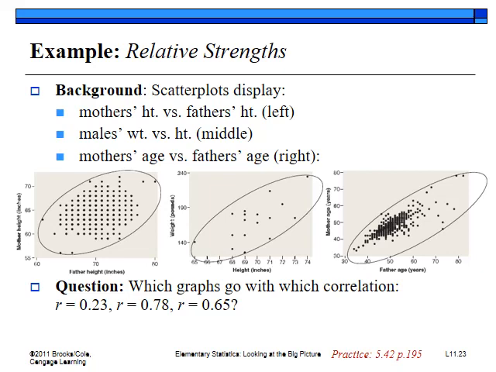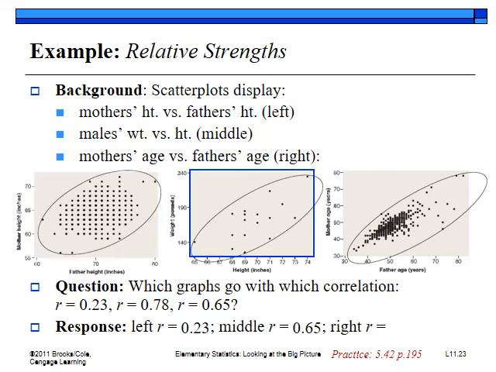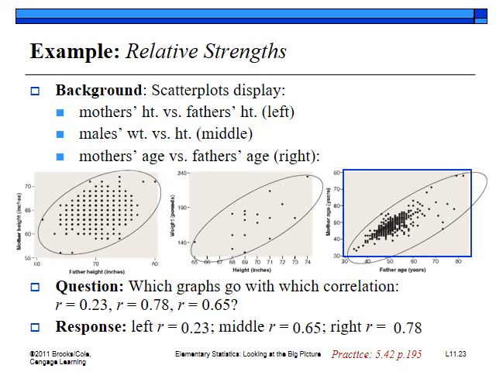Earlier, we looked at the relative strengths of these and noticed that as we go from left to right, the correlation is stronger. Since all of these have positive correlations, then the correlations must appear in order from left to right as 0.23, 0.65, and 0.78. Because remember, the closer R is to 1, the stronger the relationship it's describing.